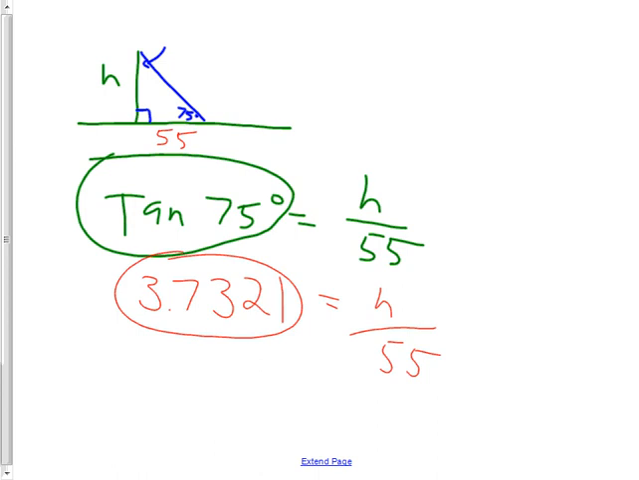So what did it come out to be? I need it to 2 decimal places. 205.2. Interesting. 7 or 6? All right, thank you.